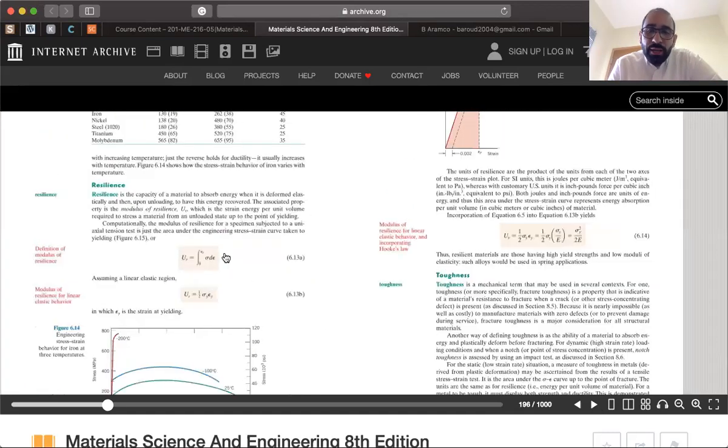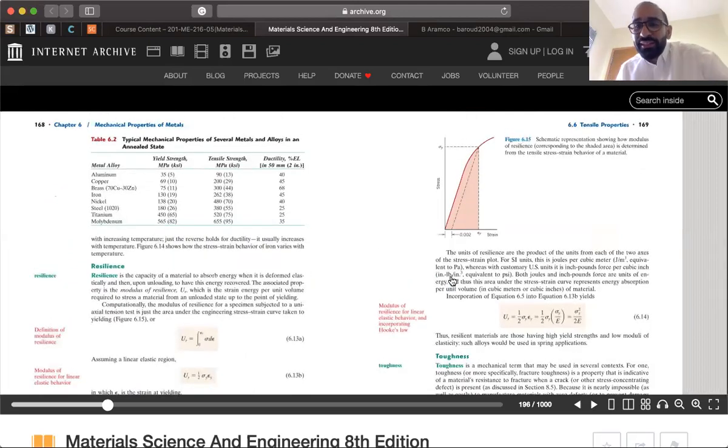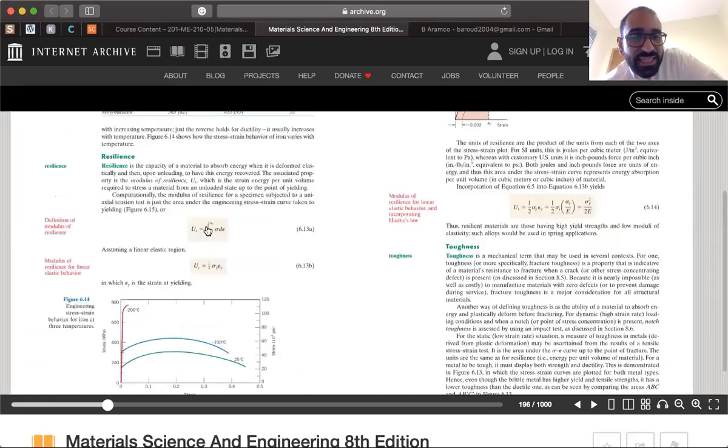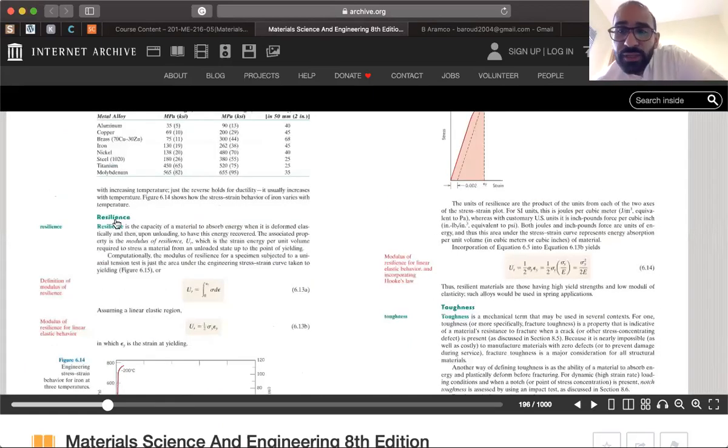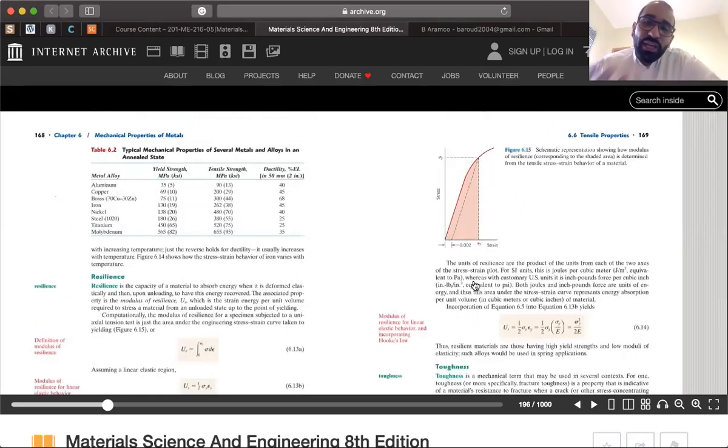My question to you now: we just quantified the amount of energy that's being absorbed during the elastic deformation, and we used what's called resilience to describe the amount of energy being absorbed during the elastic deformation. Do you think if we quantify the amount of energy from the beginning all the way up to the fracture, that's something important? Do you think that's also going to give us some idea about how much energy the material is absorbing?